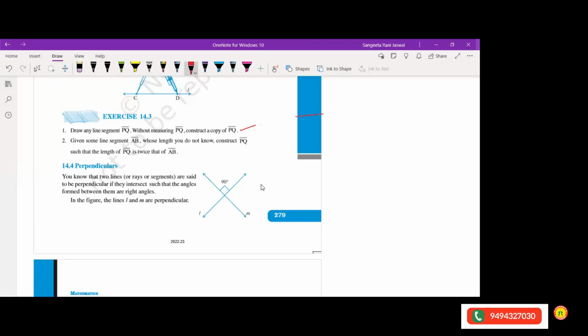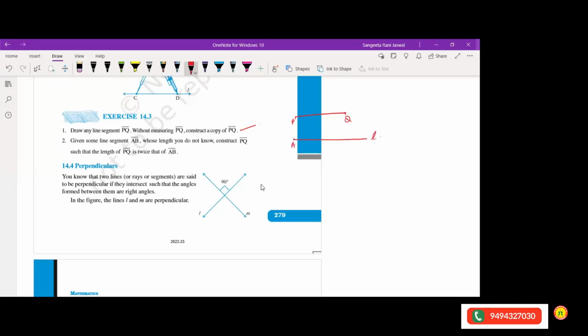Now suppose this is my line PQ. I don't know what the measurement is. This is one line PQ. And then in my next step, I'll make another line L. Just another line, and this is some point A here, the starting point.